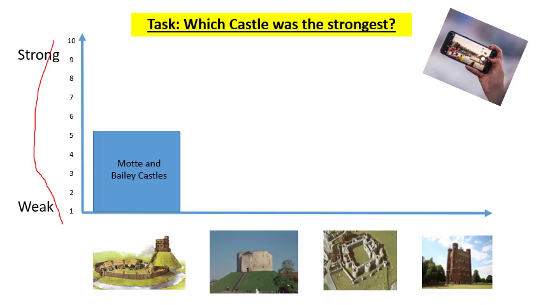You could do a key if you want and colour each column of your bar graph a different colour and do a key in the corner. It's completely up to you. And remember, guys, this has got a camera phone picture on it, so this is one of the documents that I would like you to send me to show me that you have completed this task.